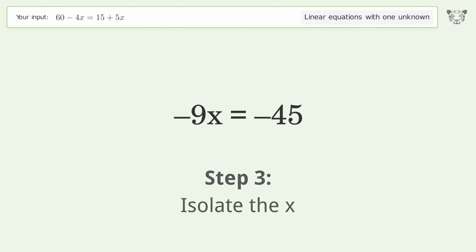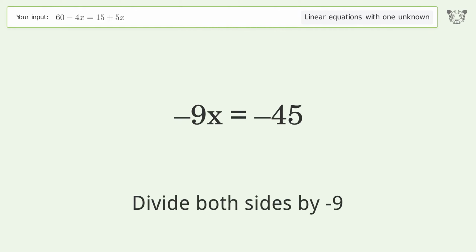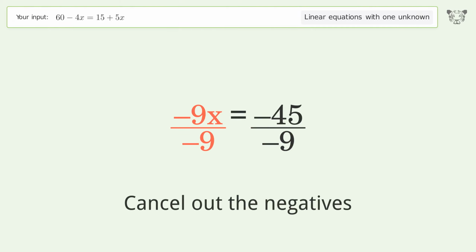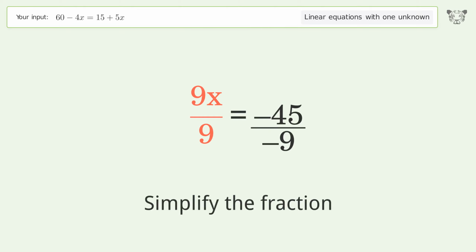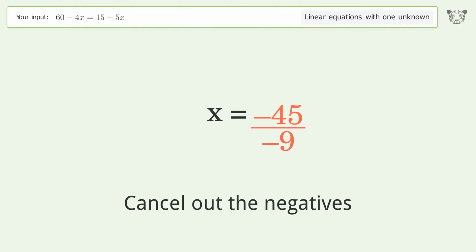Isolate the x. Divide both sides by negative 9. Cancel out the negatives. Simplify the fraction. Cancel out the negatives.